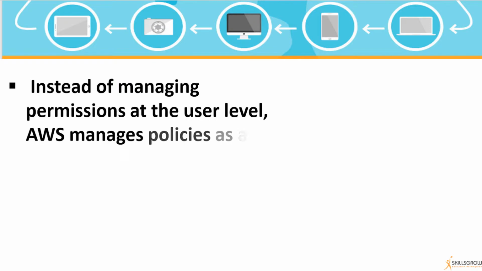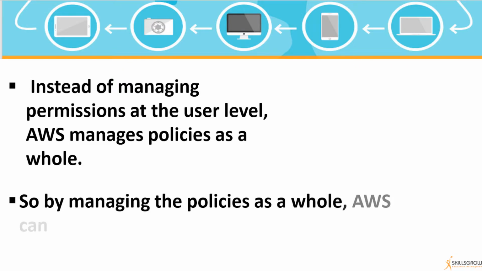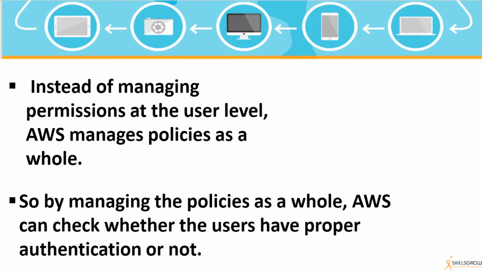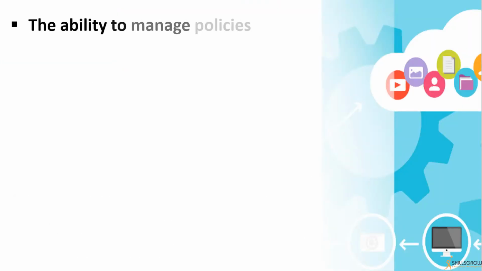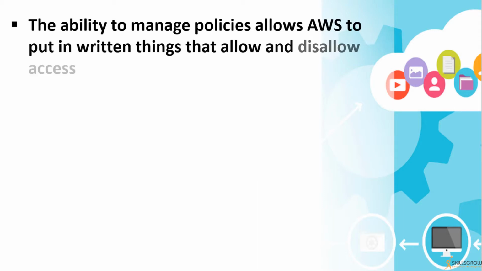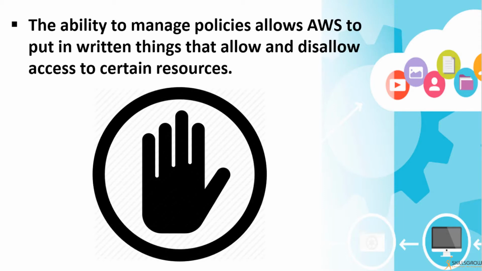Instead of managing permissions at the user level, Amazon Web Services manages policies as a whole. So by managing the policies as a whole, Amazon Web Services can check whether the users have proper authentication or not. The ability to manage policies allows Amazon Web Services to put in writing things that allow and disallow access to certain resources that exist in the system.